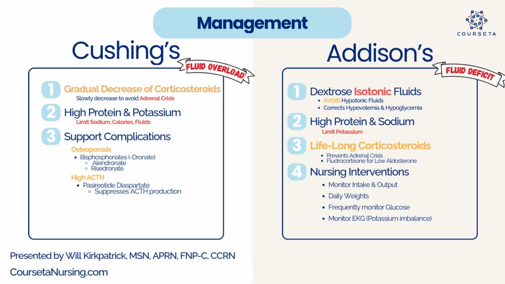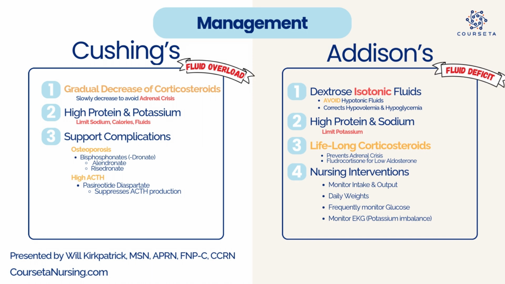Now, the management of Cushing syndrome is a little bit more simplified. We can gradually decrease or withdraw those corticosteroids that are causing the issue in the first place. So we have to, of course, monitor a lot of different aspects in the treatment plan, but overall, gradually decreasing those corticosteroids would help decrease the cortisol level. The diet for Cushing syndrome is also high protein, but this time also high potassium, and instead low sodium.